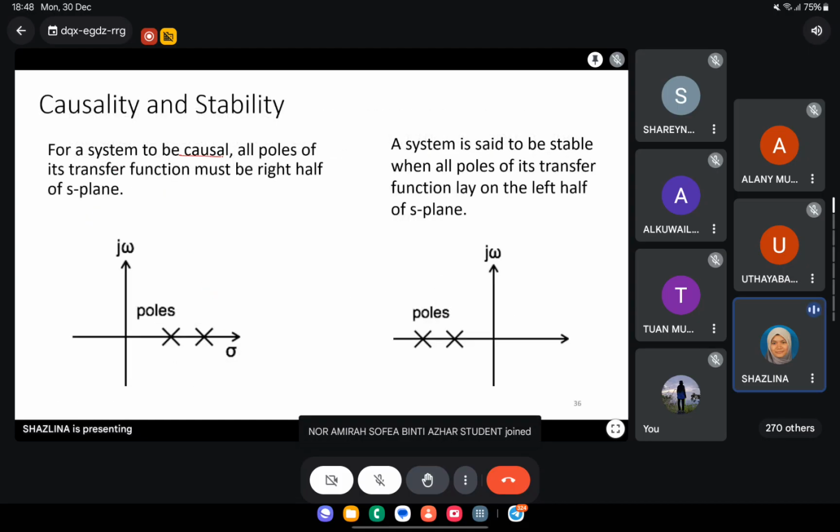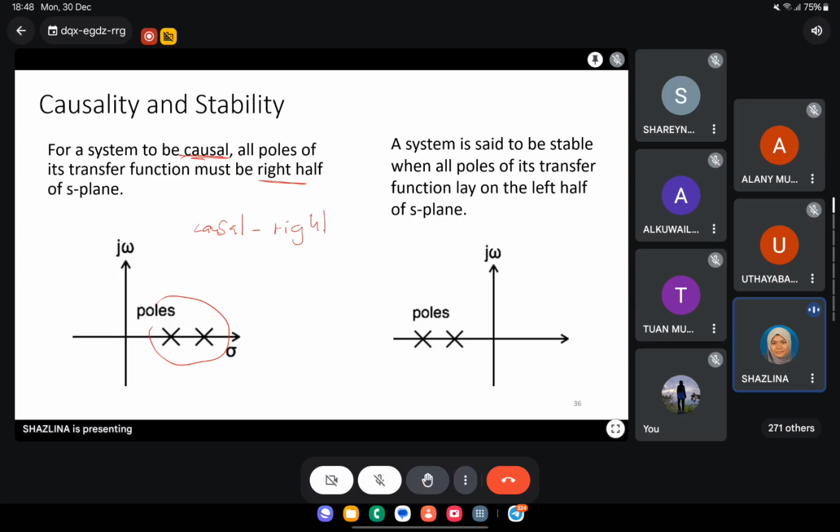For a system to be causal, all poles of its transfer function must be on the right half. Causal, right half, but stable, left. What does causal mean? The pole has to be at the right side. But for stable, the pole has to be on the left side, the left half of the S plane. That's the difference. Causal right, stable left.